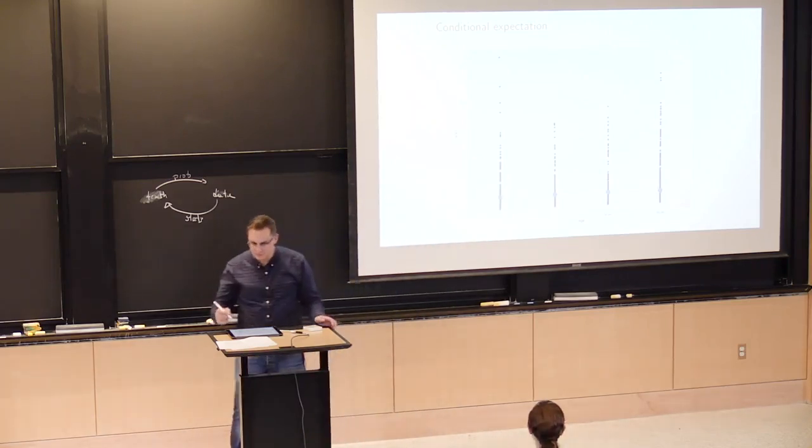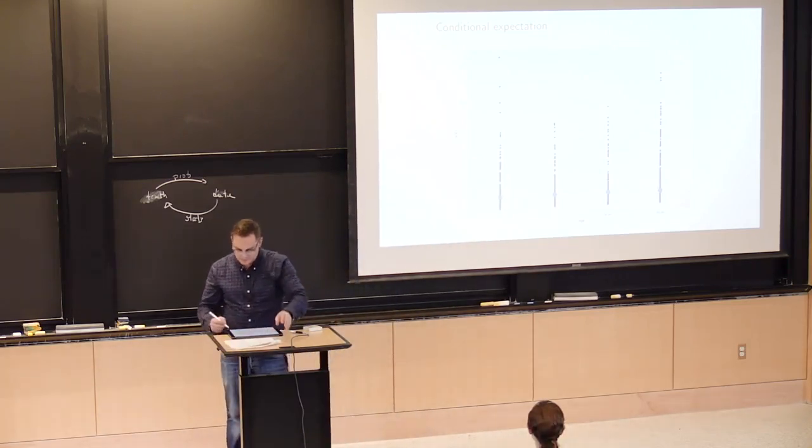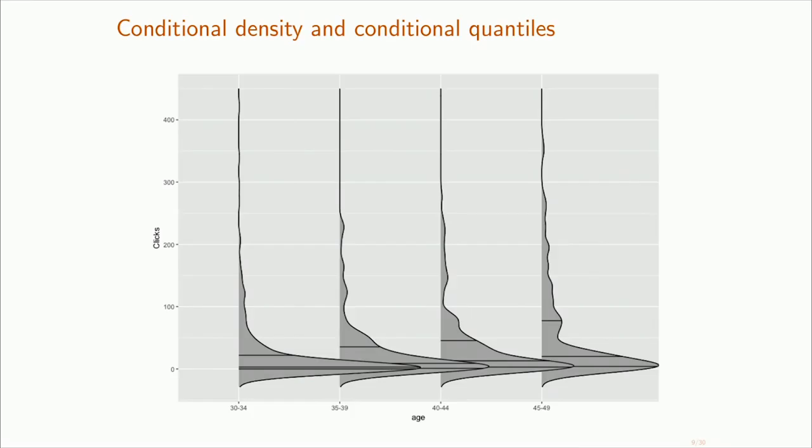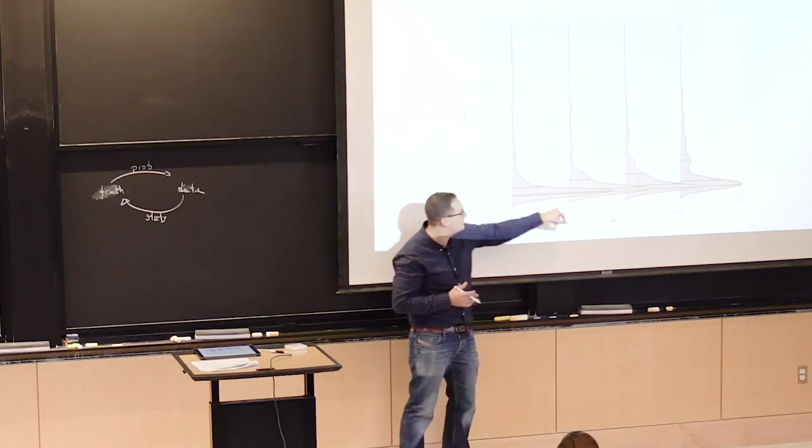Actually, for those, it's easy to represent. Actually, let's look at it right here. This is a plot that plots the conditional density. All right, so given that a person is in age group 30 to 34, what is the distribution of the number of clicks? And you can see the density here. So the densities are going up. Okay, everybody knows what they're seeing here. Right, so this is just a plot of the density.